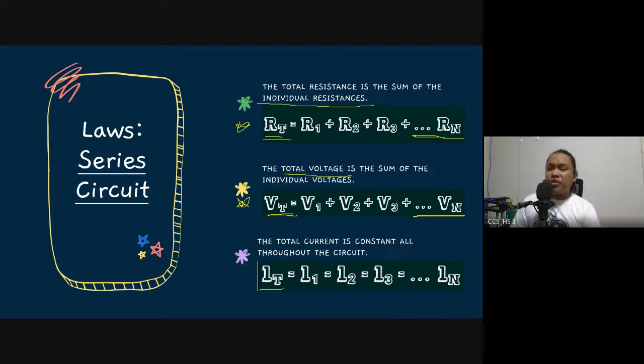Then lastly, to get the value of our total current, our current is constant all throughout the circuit. So whatever is the value of your total current, that is also the value of your individual currents, or vice versa. Whatever is the value of one individual current, that is the value of your total current as well. So I sub T, or total current, is equal to I sub 1 equal to I sub 2 equal to I sub 3 equal to dot dot dot I sub n. Again, depending on how many loads are connected in your circuit.